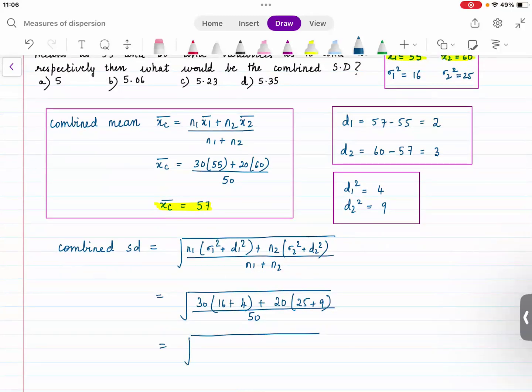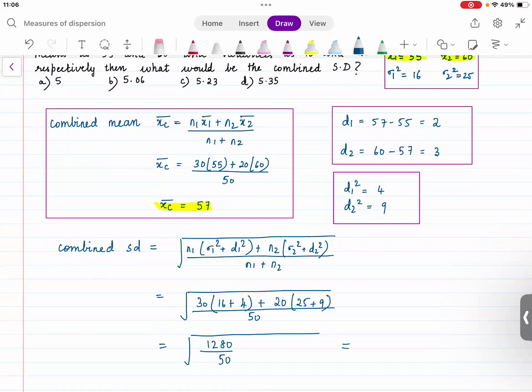So for the numerator, we have to do 30 into 20 plus 20 into 34 we have to do. So if you do that, what are you getting? 30 into 20 plus 20 into 34. Are you getting 1280 divided by 50? So divide it and take root. What are you getting?